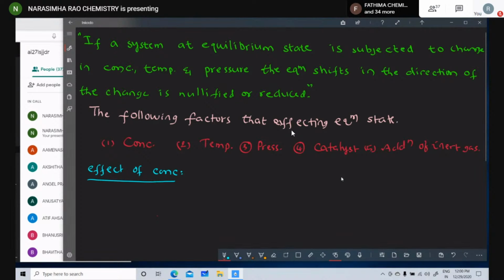For the example I am taking, A is in equilibrium with B. Equilibrium establishing. Suddenly, this is 1 mole kada. I am adding the A. Adding the A means if I increase the concentration of reactant, concentration increases.